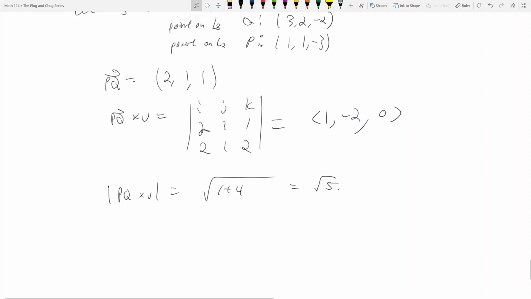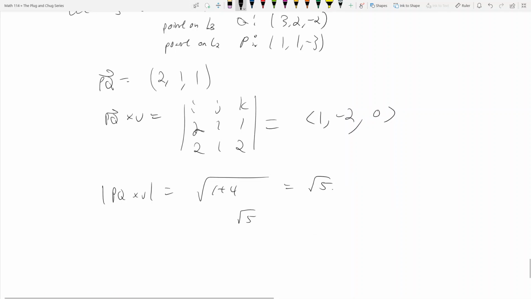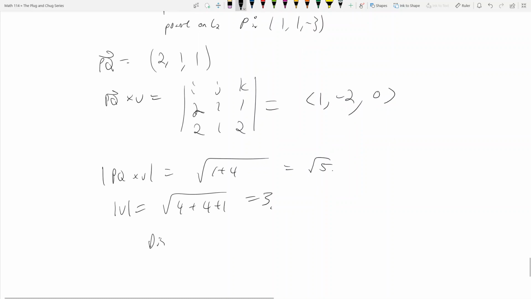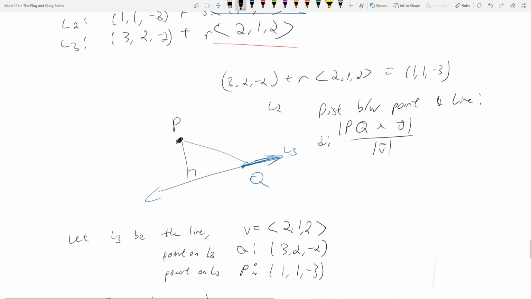And then we need to have root 5, right? And then we need to find the magnitude of V, which is the magnitude of (2, 1, 2). So that's the square root of 4 plus 4 plus 1, which is equal to 3. And so the distance then between the two lines is root 5 over 3. Okay? So that's how we do the distance between two parallel lines.